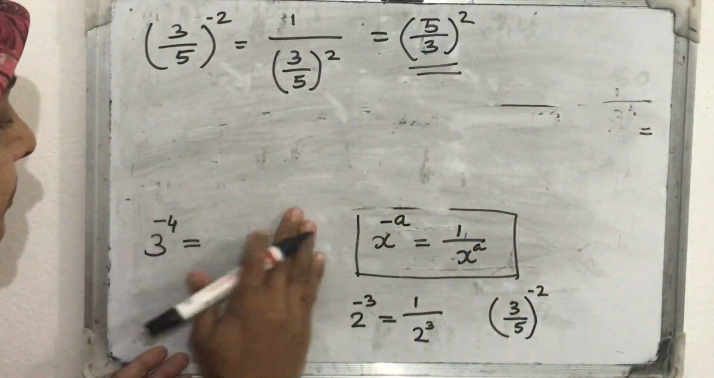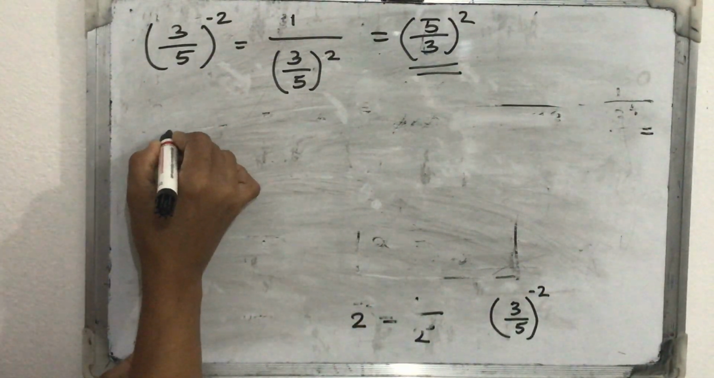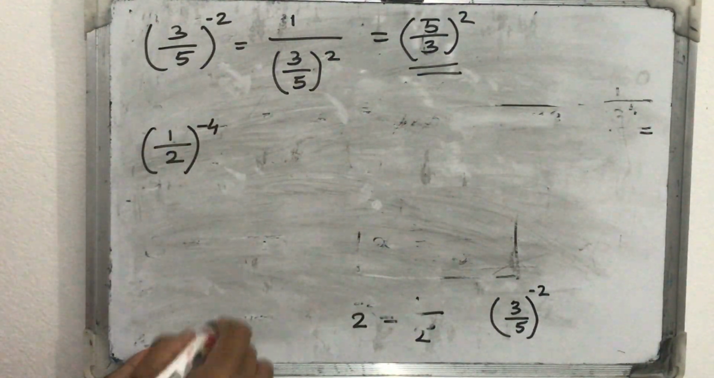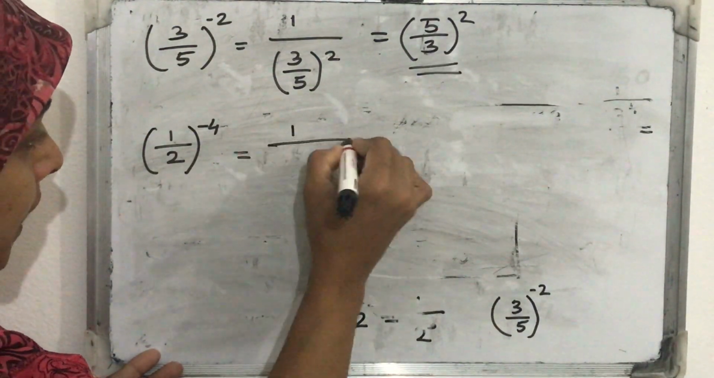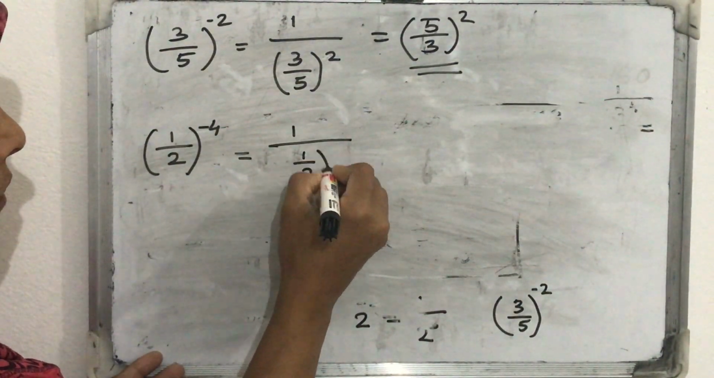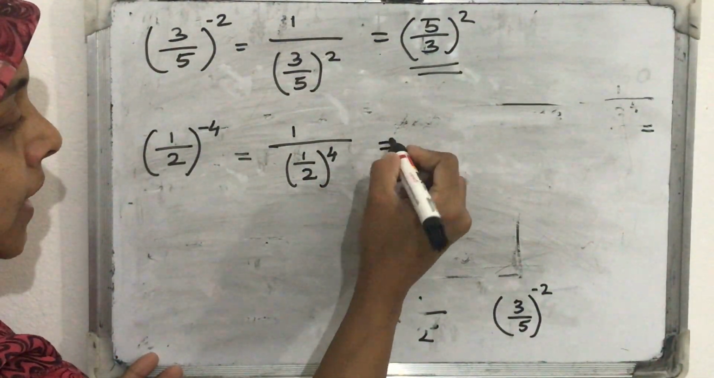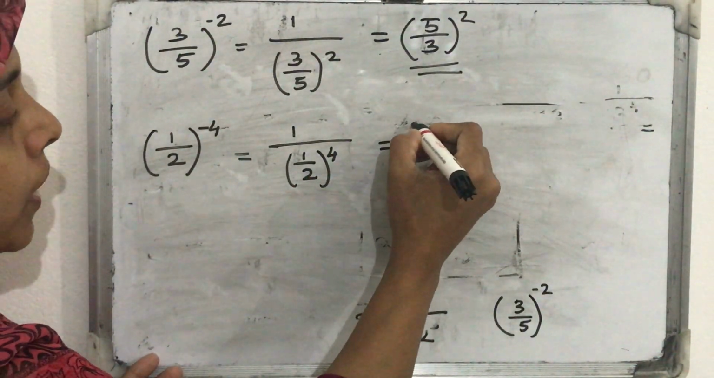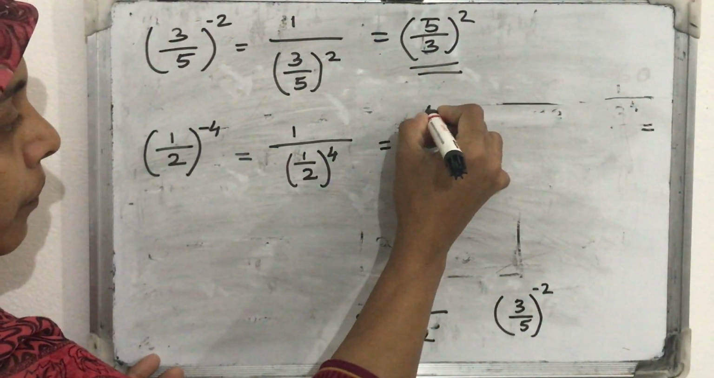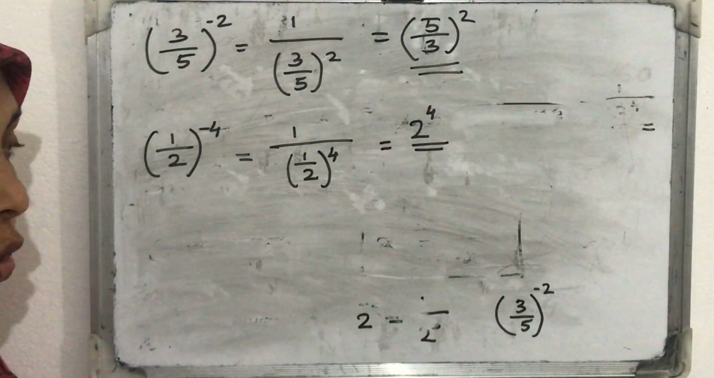Now another example using the third law, 1 by 2 whole raised to minus 4. How can we do it? 1 by, using that law, 1 by. Okay, then what is x here? 1 by 2, and avoid the negative, so it will be 4. 1 by 2 whole raised to 4, what is it? Then take its reciprocal, 2 by 1, that means 2 itself, so it will be equal to 2 raised to 4. This is the third law of exponents.